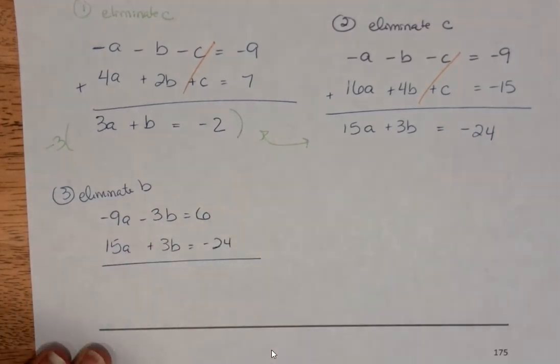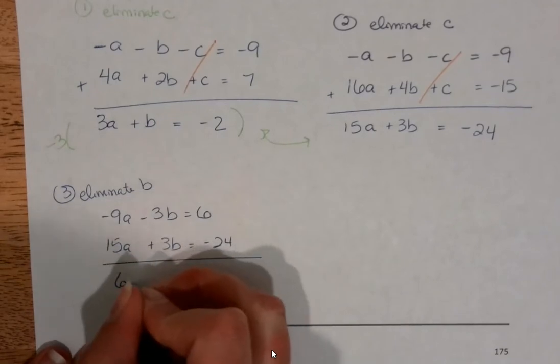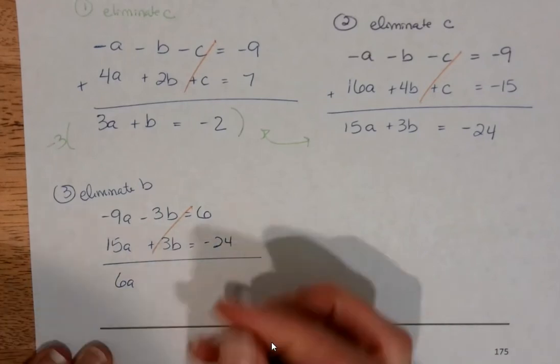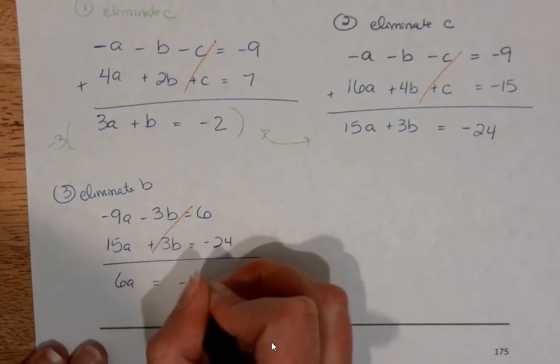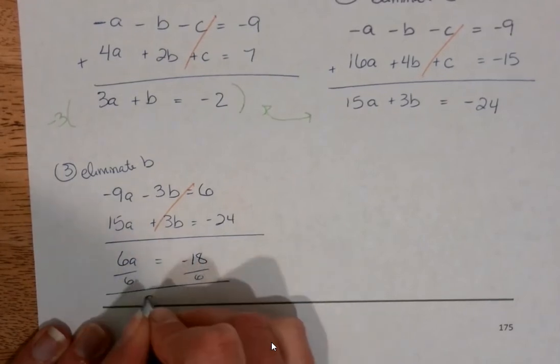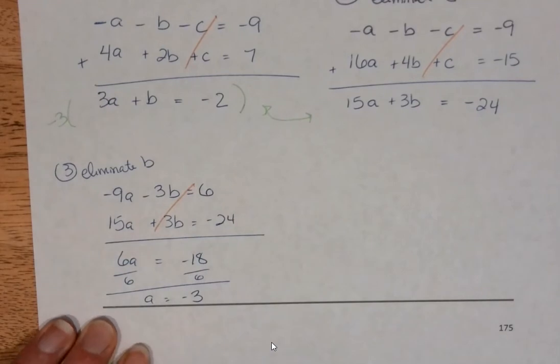Now we need to take 15a minus 9a, which is positive 6a. The b's eliminate, and then I have 6 minus 24, which is negative 18. And then I can divide both sides by 6. And we get an a value of negative 3. Negative 18 divided by 6 is negative 3.